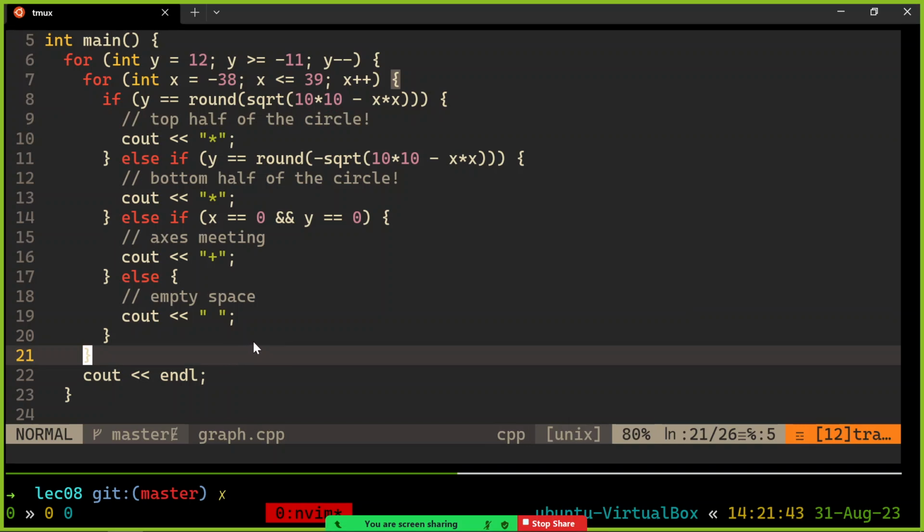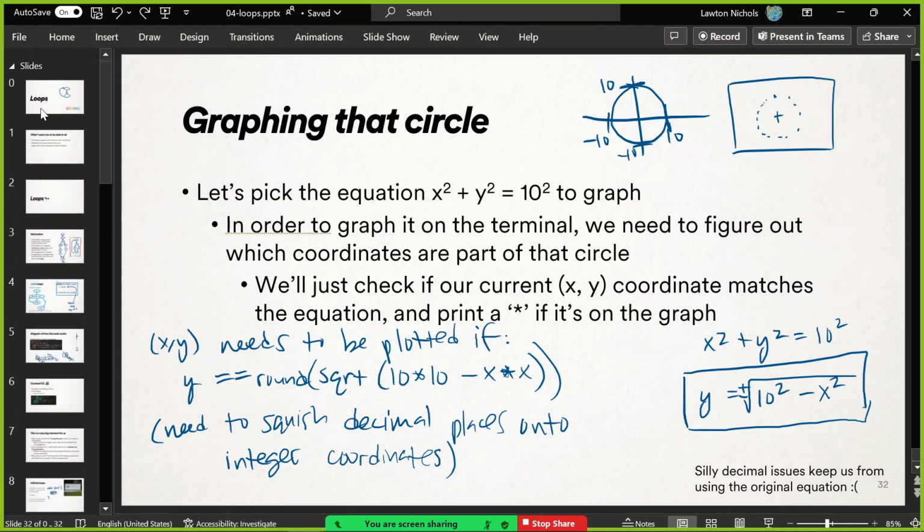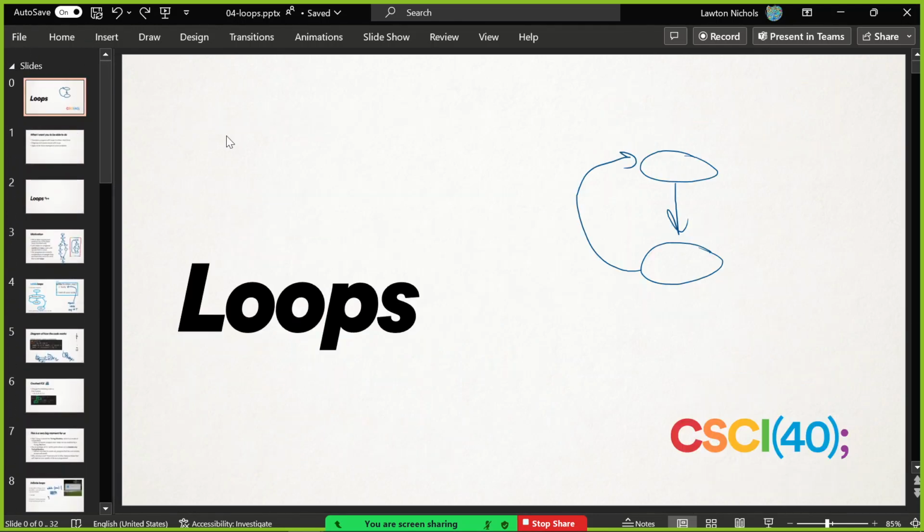Here's one. All right. So I think that's a fun example. I hope that you will enjoy it in your lab. But that's the end of loops. Any last questions about these guys before I go into something completely different?